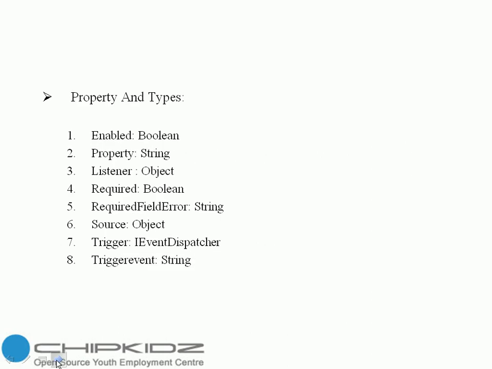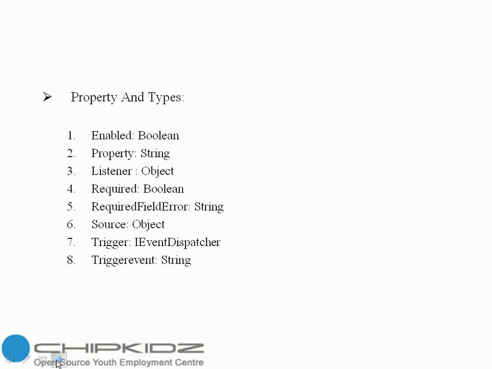Properties and types. One is enabled, a property of boolean type. Setting this value to false will stop the validator from performing validation. Second one is property, a property of string type: a string specifying the name of the property of the source object that contains the value to validate. Third one is listener, a property of object type. Specify the validation listener.